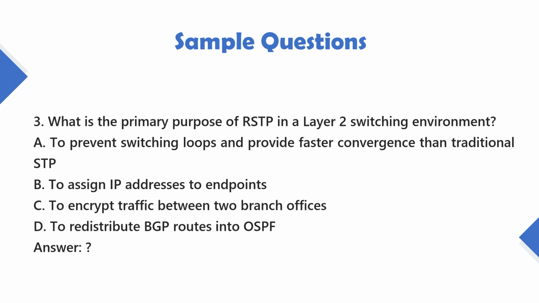3. What is the primary purpose of RSTP in a Layer 2 switching environment? A. To prevent switching loops and provide faster convergence than traditional STP. B. To assign IP addresses to endpoints. C. To encrypt traffic between two branch offices. D. To redistribute BGP routes into OSPF.